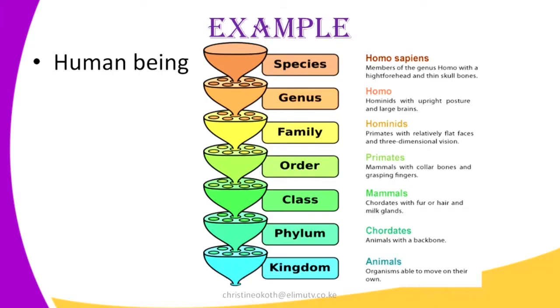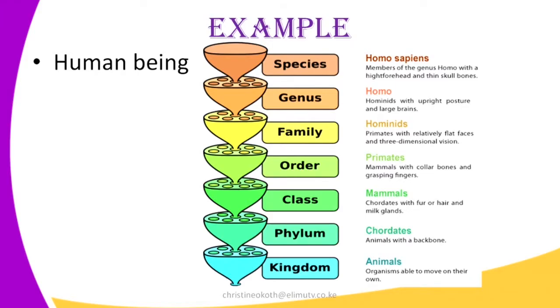Then, going to the phylum, it belongs under the phylum we call the chordates. Chordates are animals that have a backbone. From chordates, you go to a class. A human being belongs to a class we call the mammals. Why? Because these are the chordates with fur or hair, and they have milk glands, which are the mammary glands. From the class, you go to the order, which is the primates. These are mammals with collarbones, and they have grasping fingers.